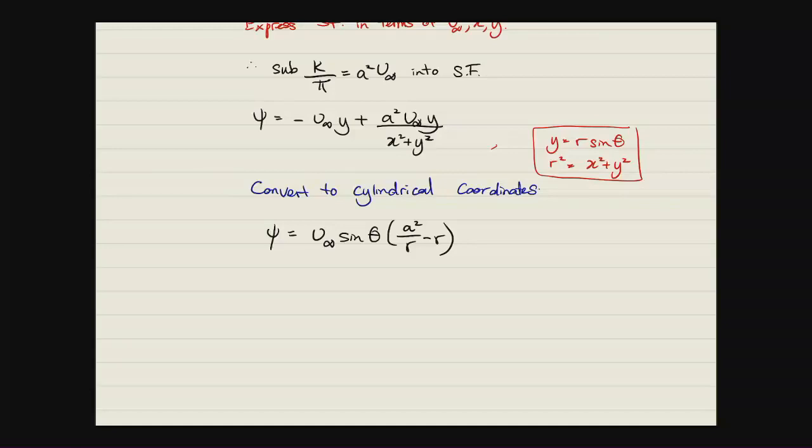We want to deal in cylindrical coordinates because getting the velocity is actually much easier. If I want to find u r, my radial velocity, it's just going to be 1 over r times del psi over del theta, which we have shown earlier. You know how to prove this. And that's just going to be equal to u infinity cosine theta times a squared over r squared minus 1.